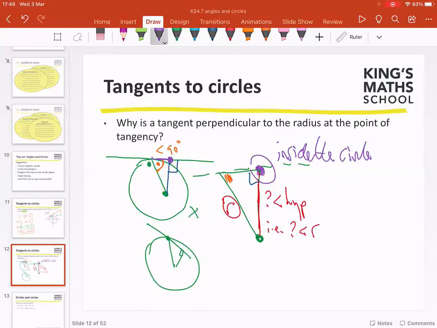Where the purple point is inside the circle. Now that's fine, the purple point can be inside the circle, but then what's the tangent going to do? It's going to cut the circle again, or stop in the middle of the circle for some obscure reason. It's not going to do that.